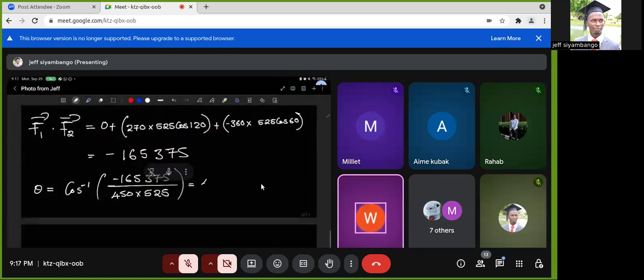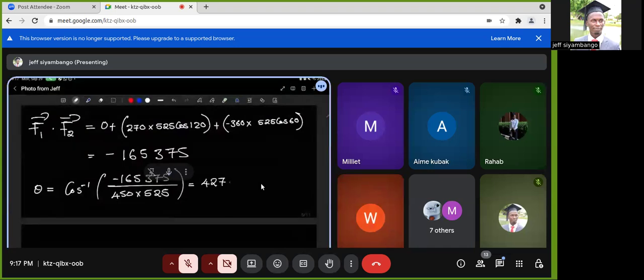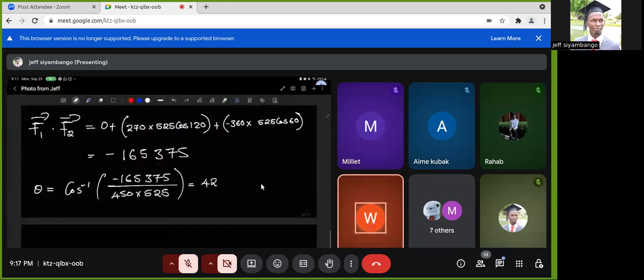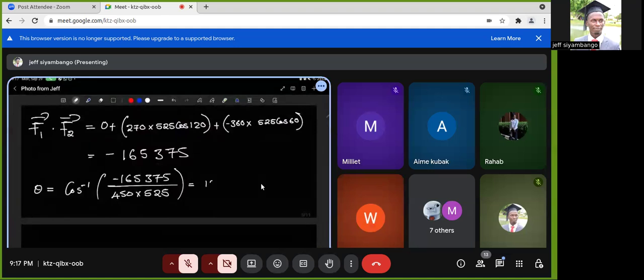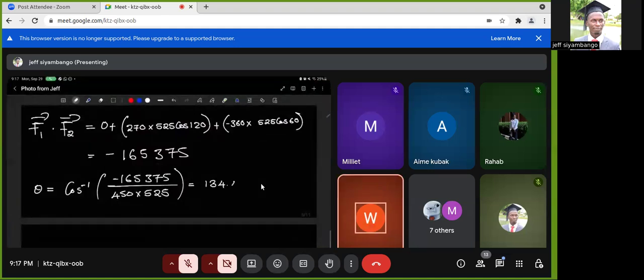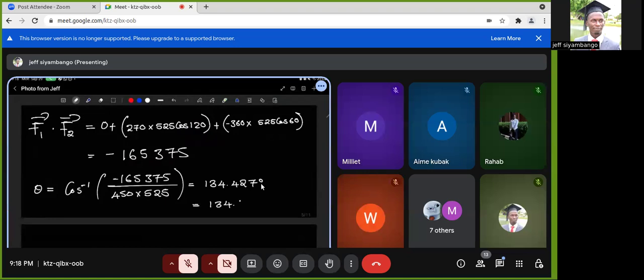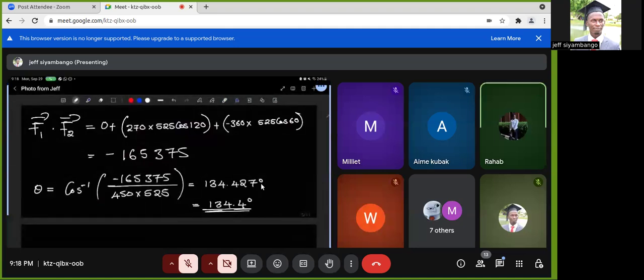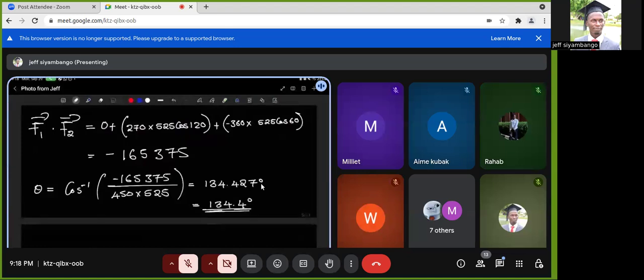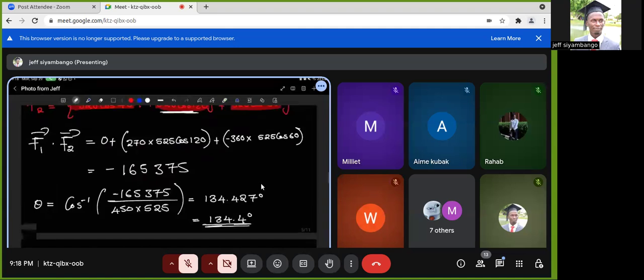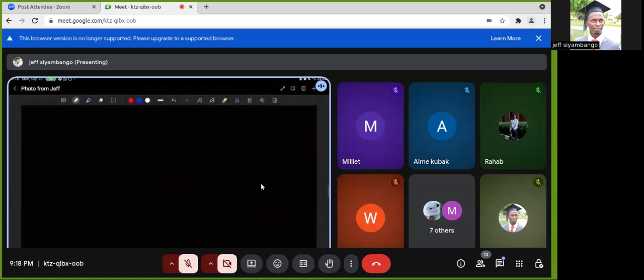427. No, 134. Yeah, 134. Okay, so the others can verify this. Getting the same. Okay, great. So this becomes the angle between the two force vectors F1 and F2. And that's how you work out that problem.